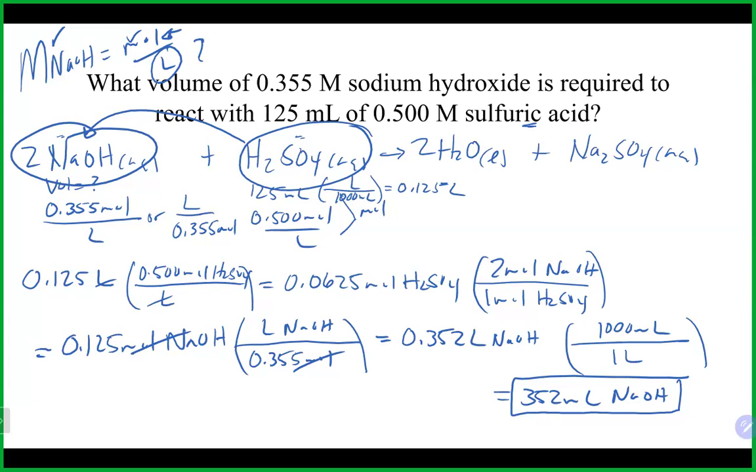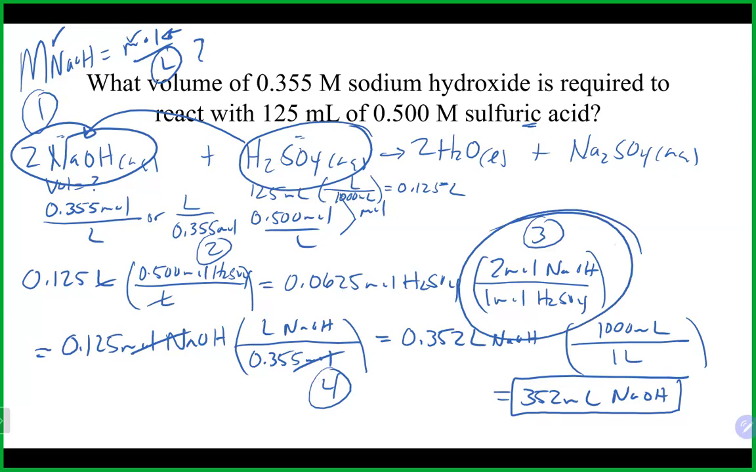Again, it's the same 4 steps: balance the equation, convert to moles, mole to mole relationship, and moles to some other unit. By the way, right here is also why you cannot use M1V1 equals M2V2 in this case. You will be off in terms of your stoichiometry and your mole to mole relationship.